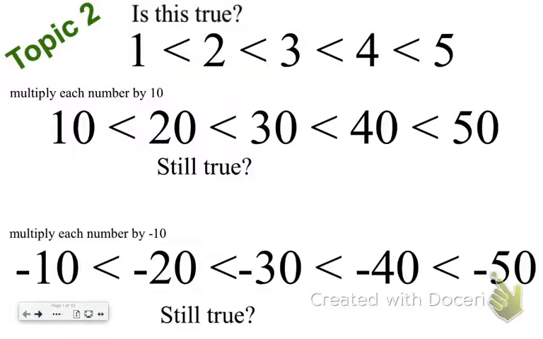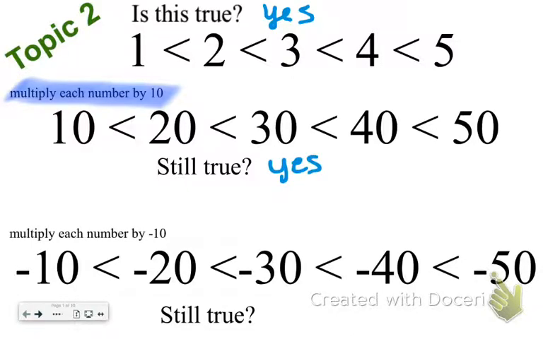If you look at the first statement, is this true? 1 is less than 2, is less than 3, less than 4, less than 5. We can say that's true because 1's smaller than 2, 2 is smaller than 3. If we multiply each number by 10, that statement is still true. 10 is less than 20, that's less than 30, that's less than 40, so on and so forth.